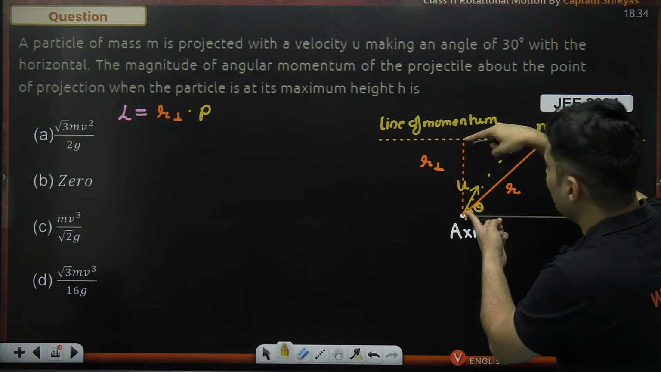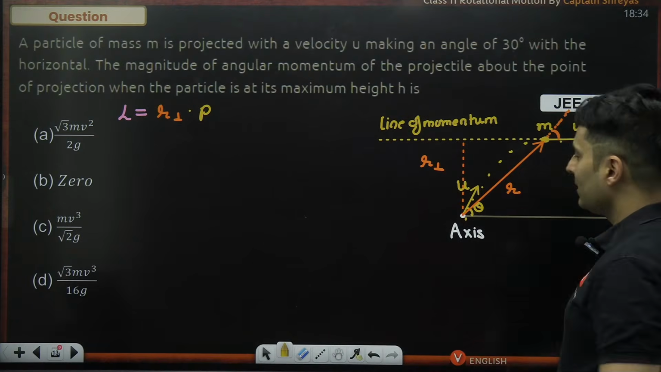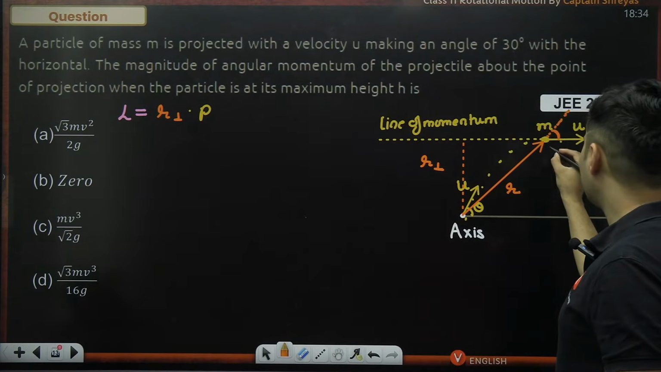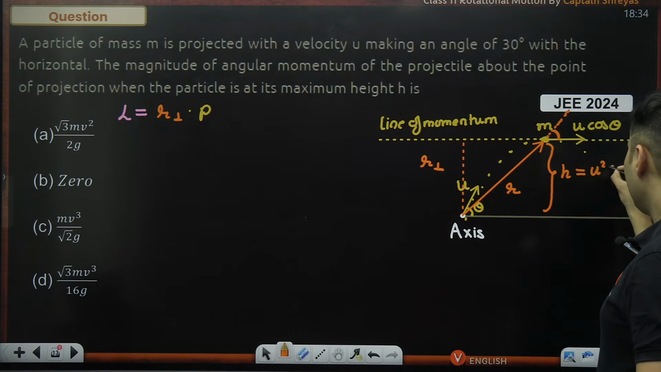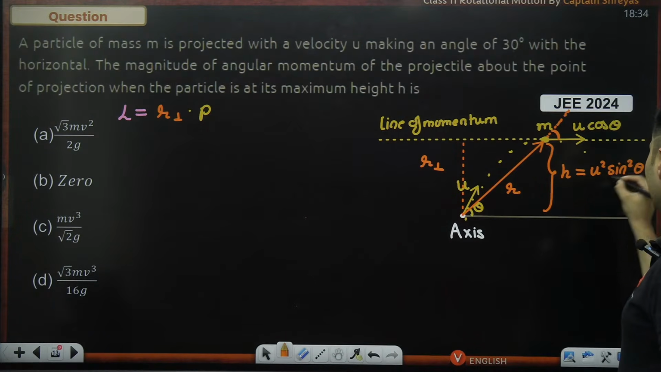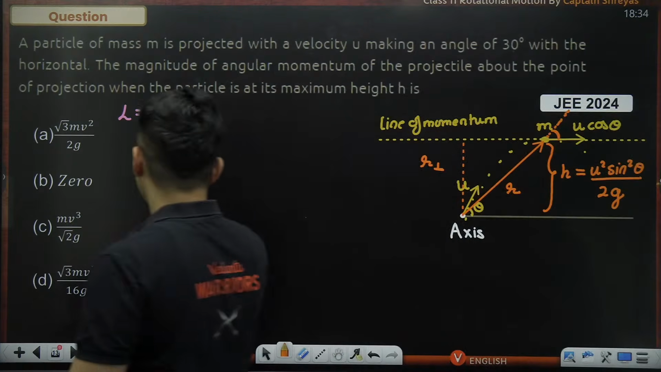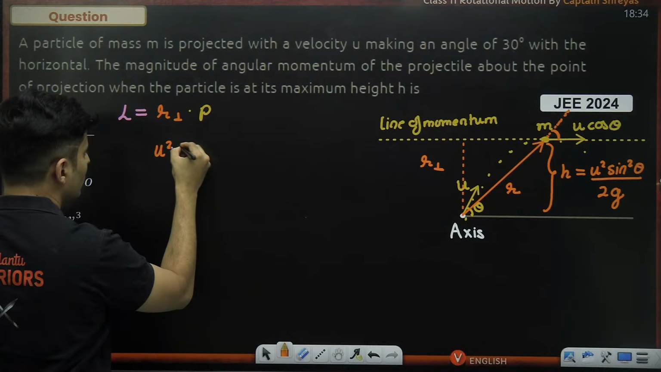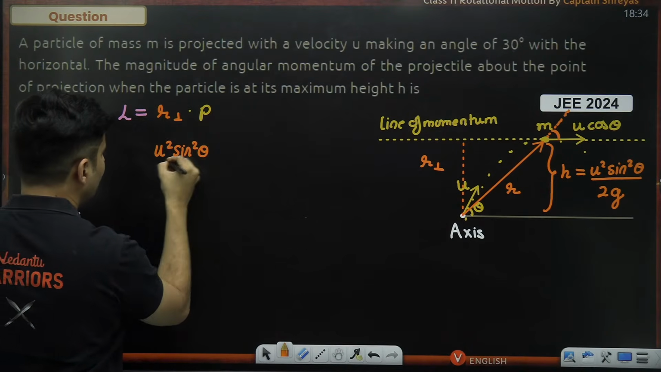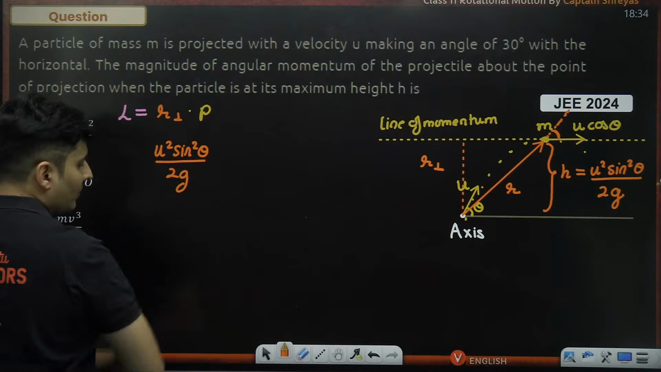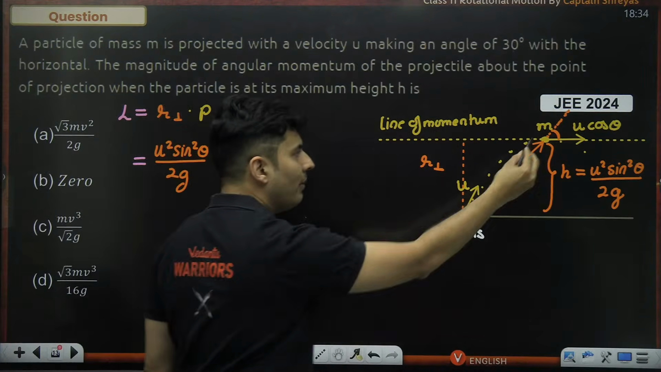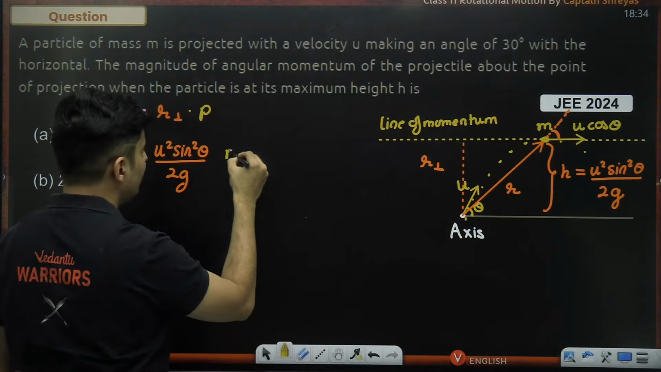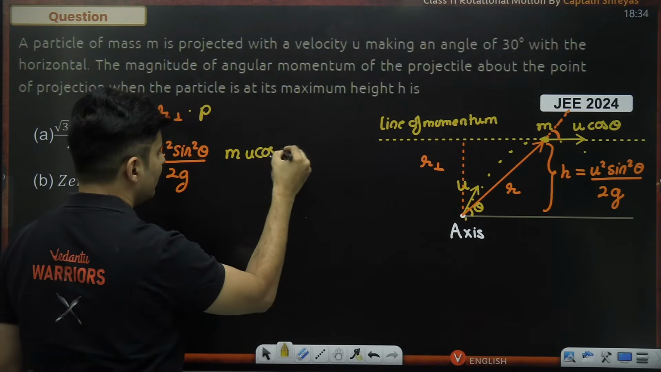And this is easy to find because this will be the maximum height of a projectile motion, which is u square sine square theta divided by 2g. So instead of r perpendicular, I'm just going to put u square sine square theta divided by 2g. This is the first thing over here. What about the momentum? Momentum is m into velocity. Mass is mass, velocity is u cos theta.